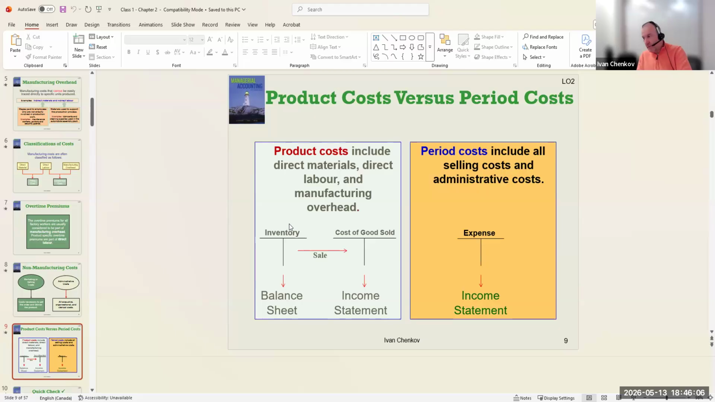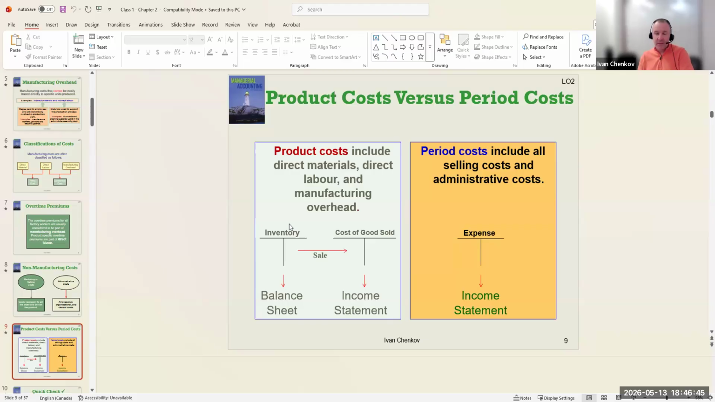Now, if we go back to the financial statements, we have a financial statement which is prepared for a period of time, and that's the income statement. The period costs are going to be charged directly to the income statement as an expense, whereas the product cost, for the time being, is going to stay on the balance sheet. We're going to put the direct material, direct labor, and manufacturing overhead into the product cost, or inventorable cost. That's how it's also called, inventorable cost.